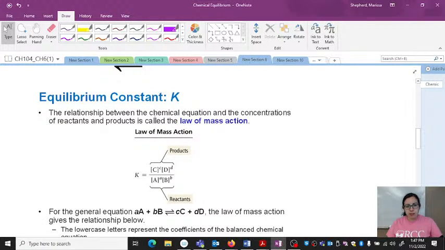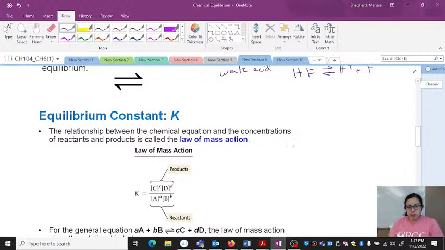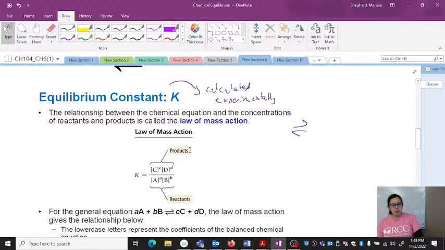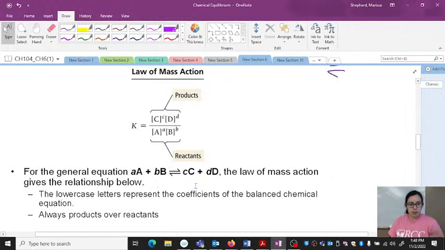And so now we have this equilibrium constant. The equilibrium constant basically tells us how much our reaction favors the product side or the reactant side. So this would be something calculated experimentally, so you would have to get some data or be given some concentrations. And then let's look at the general formula for it.